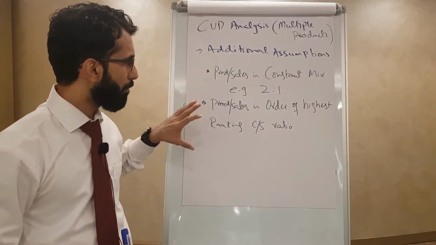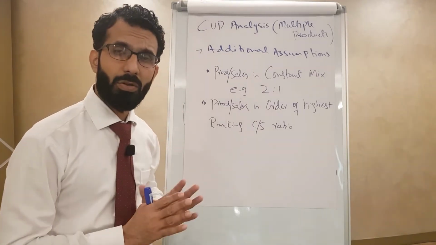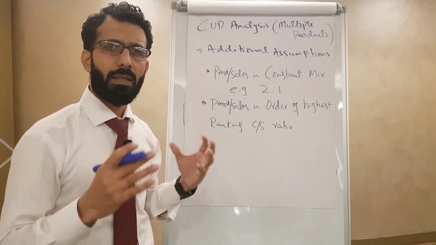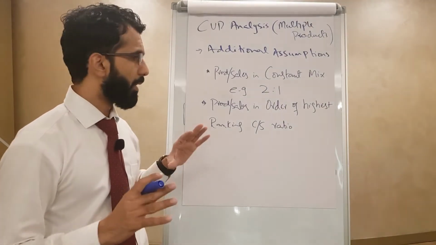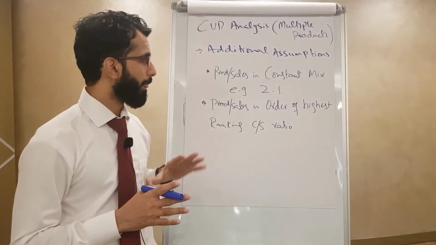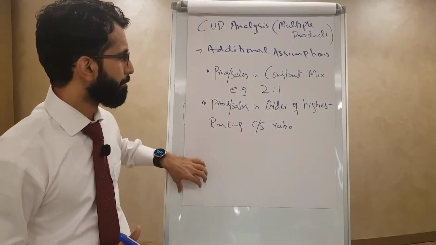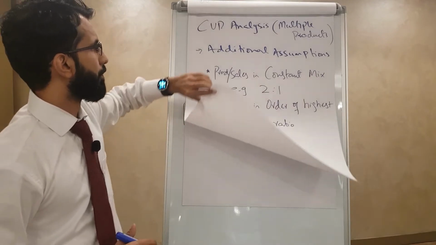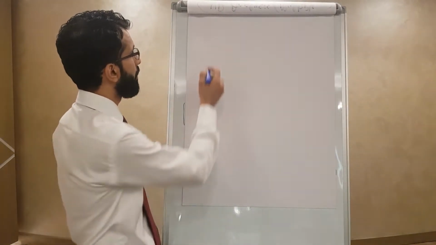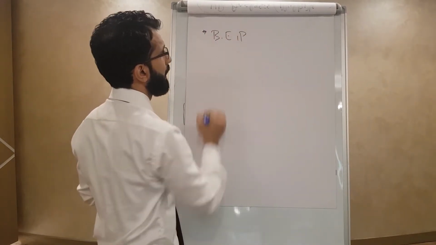But practically, both these assumptions may not hold true, because actually you sell as per the demand. But in the analysis and planning stage, we will make the assumption that production and sales will either take place in a constant mix or in a ranking of CS ratio. So the same 3 analyses we discussed earlier, we will now discuss. First of all, let's talk about the break-even analysis.